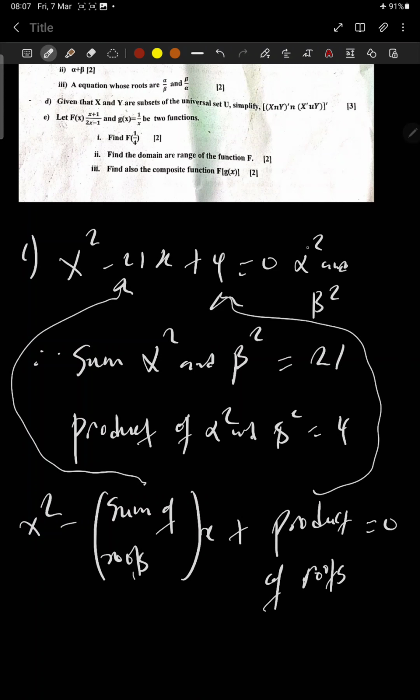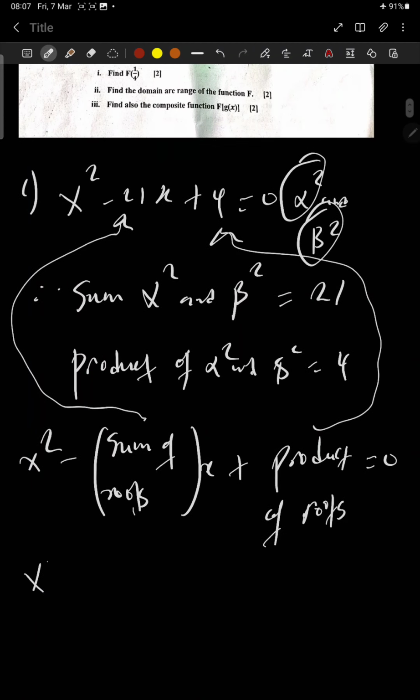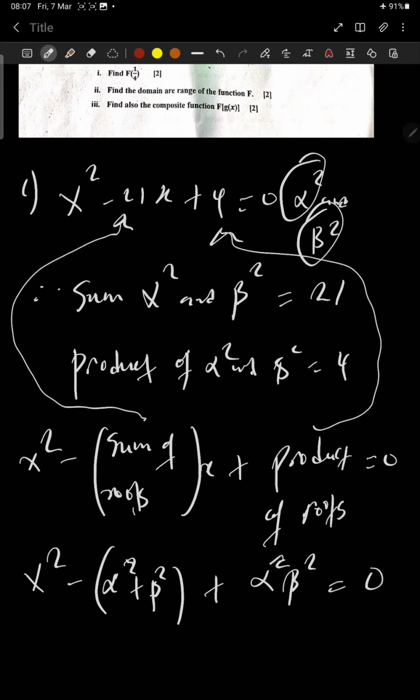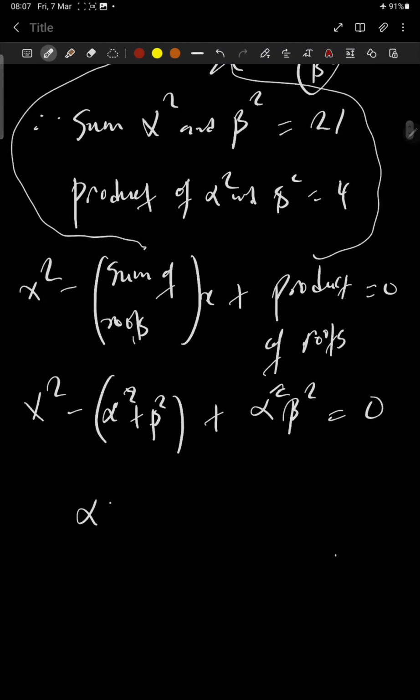Why this? Because they have changed the roots. In other words, since they have changed the roots, this is already in that form. So this is the same as x squared minus (alpha squared plus beta squared) x plus alpha squared times beta squared equals 0. It's different from the traditional format where the roots are alpha and beta. If the roots are alpha and beta, the sum will be alpha plus beta, which is negative b over a, and the product will be alpha beta, which is c over a.